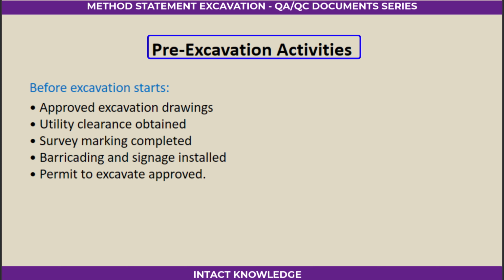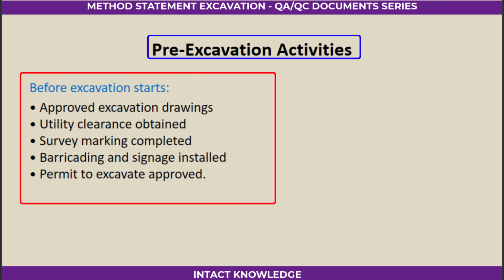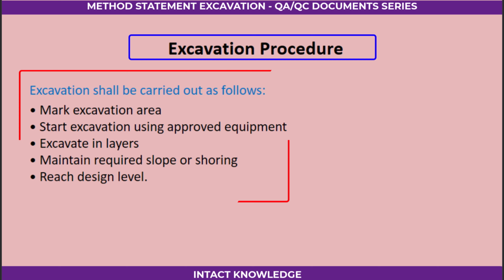Pre-excavation activities. Before excavation starts, the following activities must be completed: approved excavation drawings, utility clearance obtained, survey marking completed, barricading and signage installed, permit to excavate approved. Excavation procedure. Excavation shall be carried out as follows: mark excavation area, start excavation using approved equipment, excavate in layers, maintain required slope or shoring, reach design level.